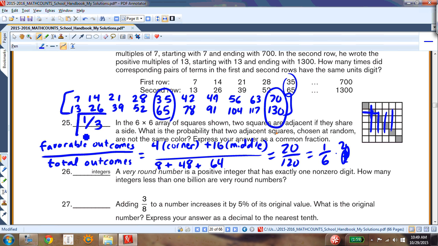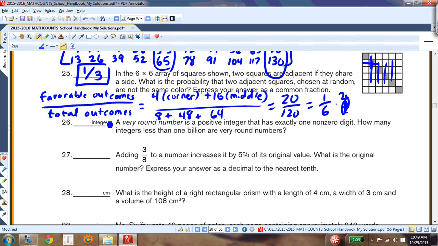And that's the answer. All right, number 26. A very round number is a positive integer that has exactly one non-zero digit. How many integers less than 1 billion are very round numbers? Well, a very round number is 1, 2, 3, 4, 5, 6, 7, 8, 9. That's one set of very round numbers.